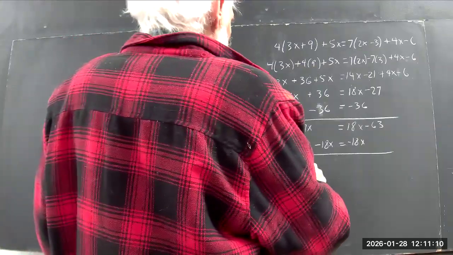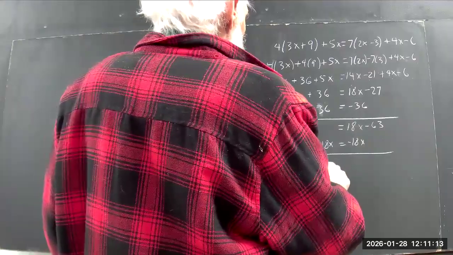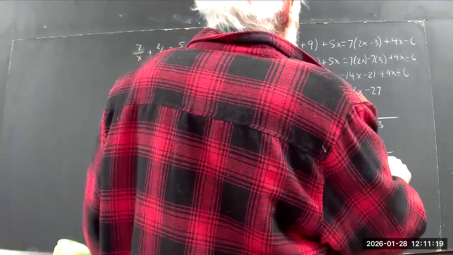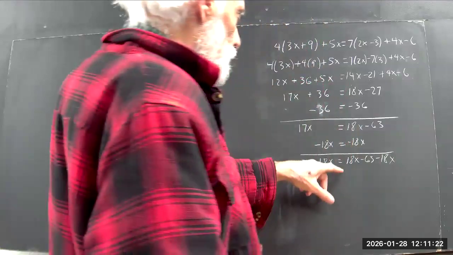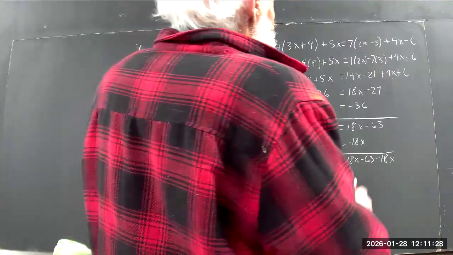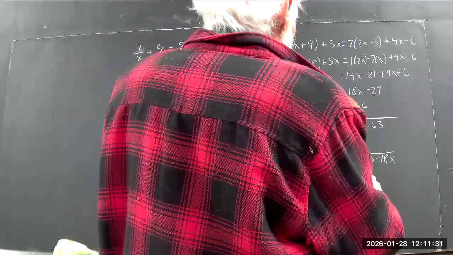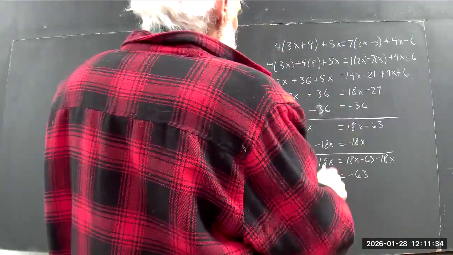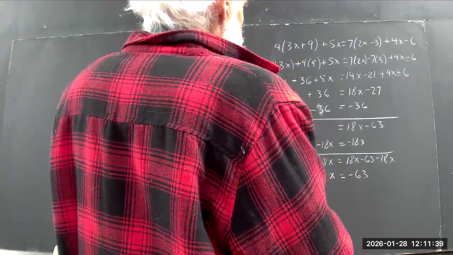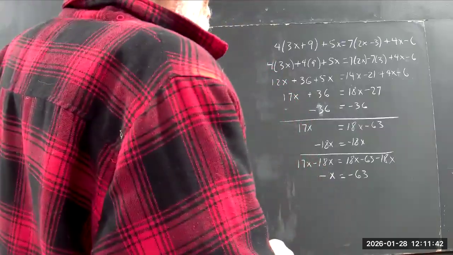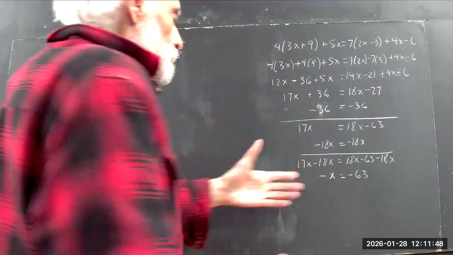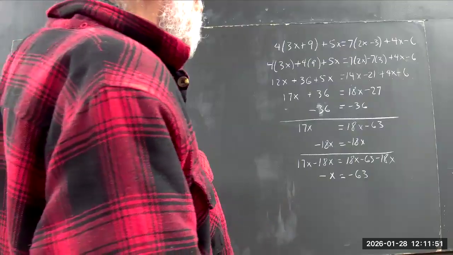Now I'm going to write out the step that we get here. We get 17x minus 18x equals 18x minus 63 minus 18x. When we do the arithmetic, on the right-hand side, 18x minus 63 minus 18x, the 18x minus the 18x just leaves us negative 63. 17x minus 18x is negative x. And I think that's correct. If we multiply both sides by negative 1, we're going to get x equals 63.